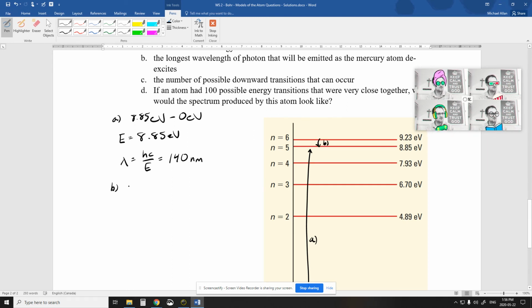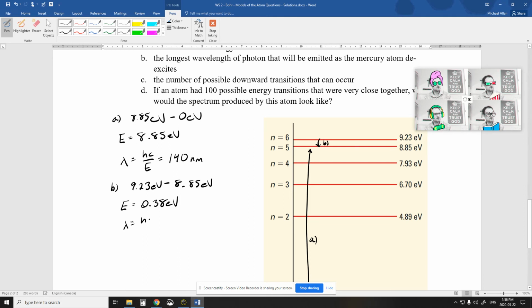So it's going to be between 6 and 5, which is going to be, I don't want a negative number, so I'm going to go back the other way. So 9.23 electron volts down to 8.85 electron volts. So the energy of the largest wavelength is the least amount of energy. Remember, they're inversely proportional to each other. So it's 0.38 electron volts. That seems familiar. That's the number we had before.